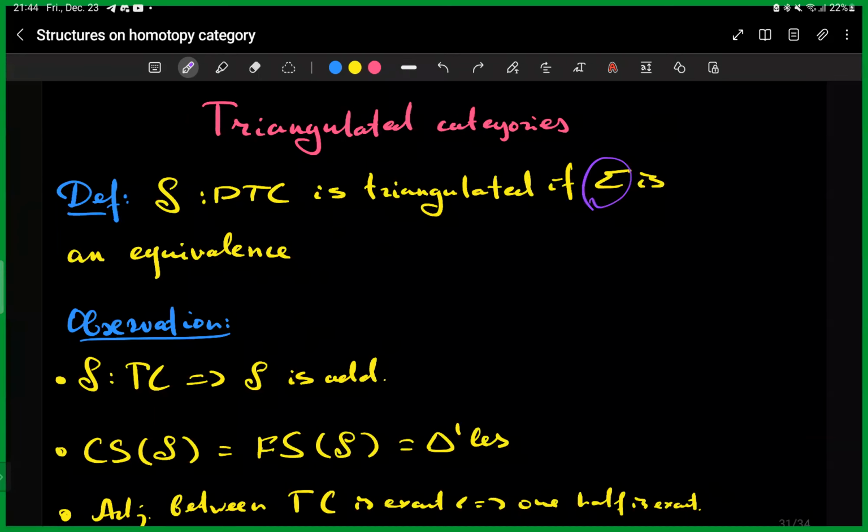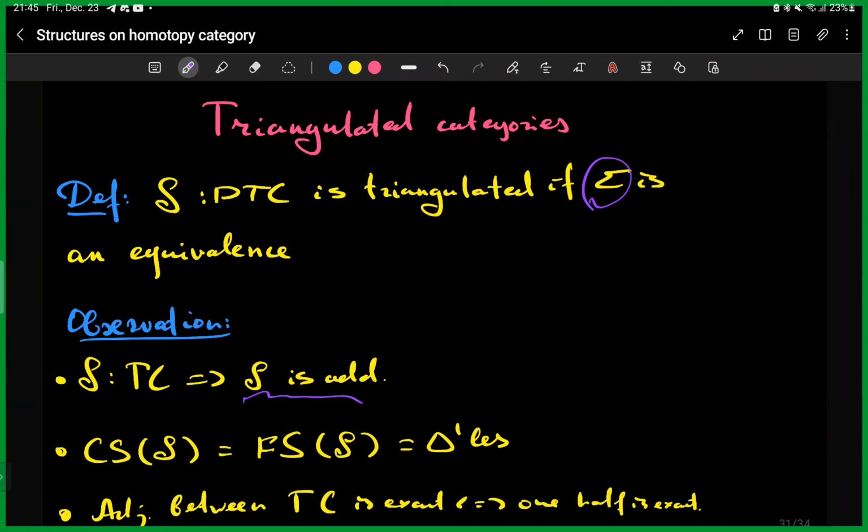So we have the following properties of triangulated categories. First of all, any triangulated category is additive. Secondly, cofiber sequences coincide with fiber sequences, and we call them just triangles. And an adjunction between triangulated categories is exact if and only if only one half of it is exact. So in the case of triangulated categories, we can drop the assumption that, for example, U preserves fiber sequences. It is enough to assume that only F preserves cofiber sequences.